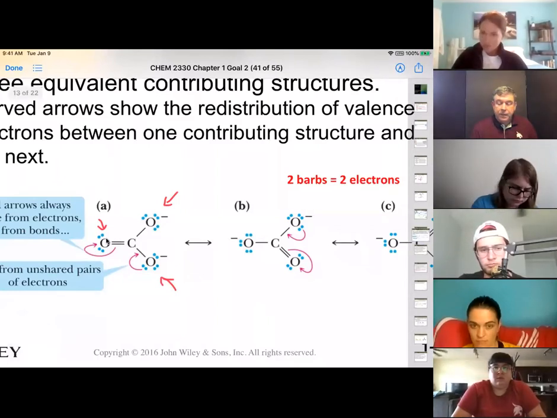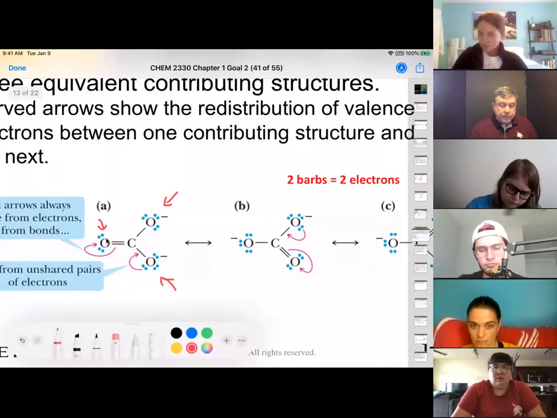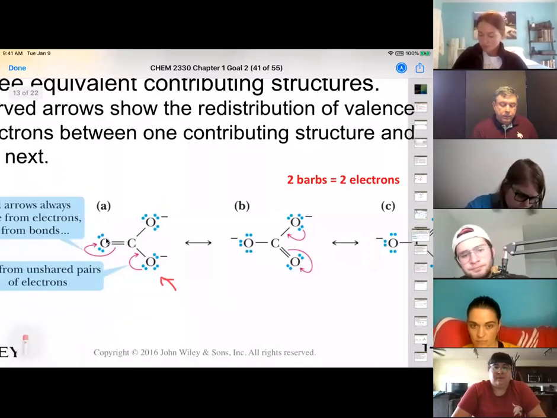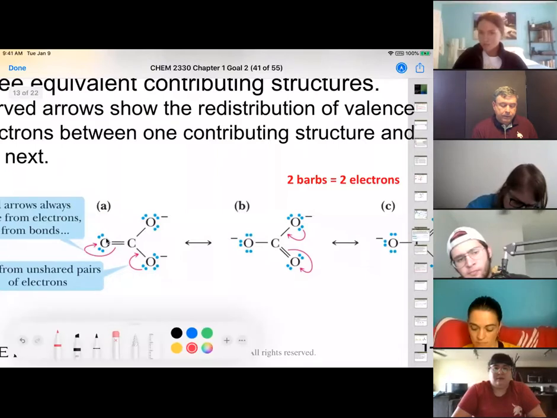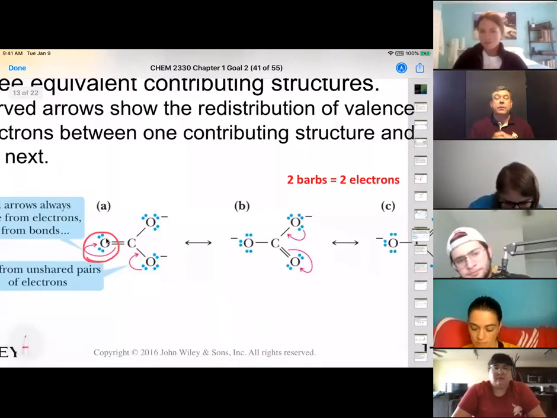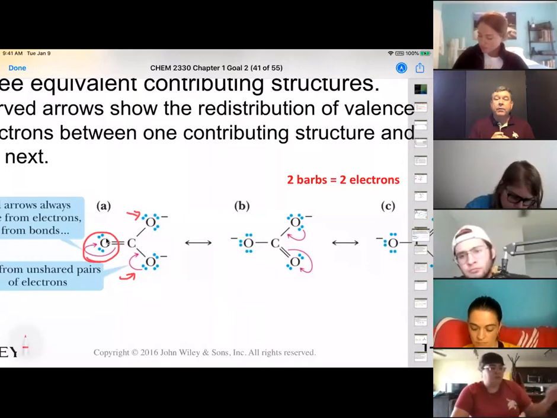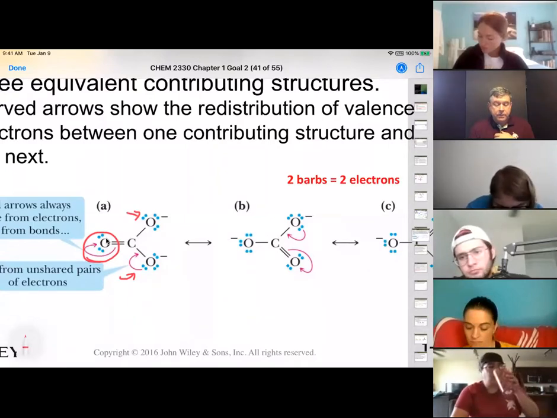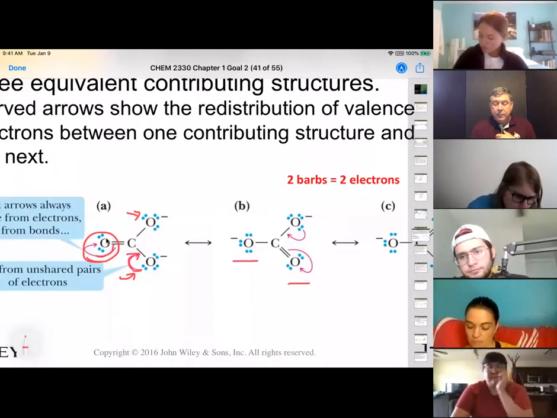So where resonance comes in is, why is this the only oxygen with a double bond? Why can't this oxygen be double bonded? Or why can't this oxygen be double bonded? Well, it can. And all we have to do to make that happen is to take these electrons, move them here, and move these electrons out, and we end up with this valid Lewis dot structure.